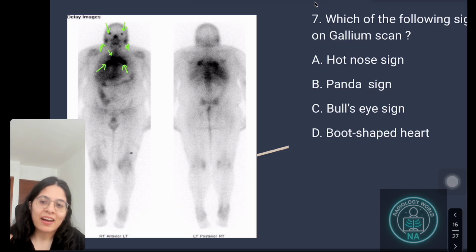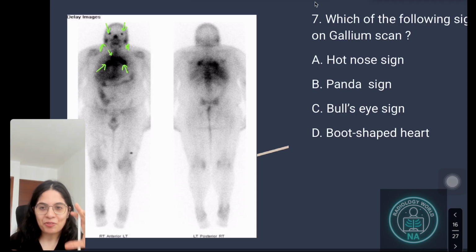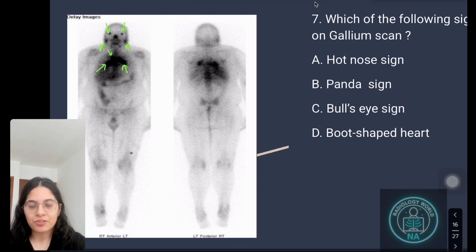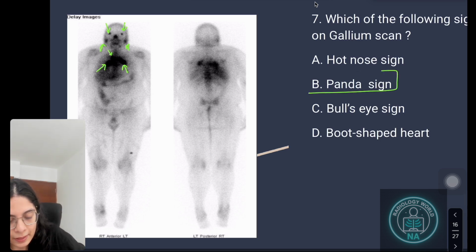So there are 5 things which you need to remember when we discuss the sign. And you can see that this is somewhat resembling that of a panda. If you have a good imagination, this is somewhat looking like a panda. These black dots here, and again in the chest region. So this is basically your panda sign.